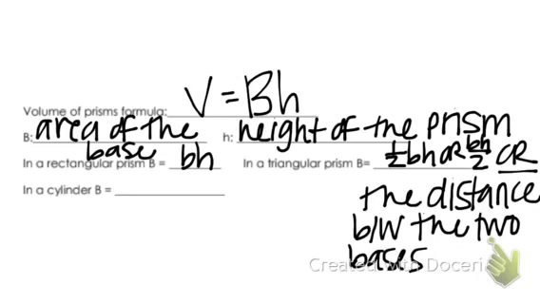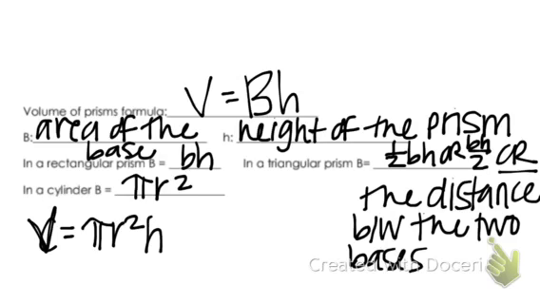And then in a cylinder, the base is round, it's a circle, so the base would be pi r squared. So for a cylinder, it would be pi r squared times h. And it actually gives you that formula on an 8th grade formula chart, but obviously we don't have those, so that is the cylinder formula, and you will be given that on your CBA as well.